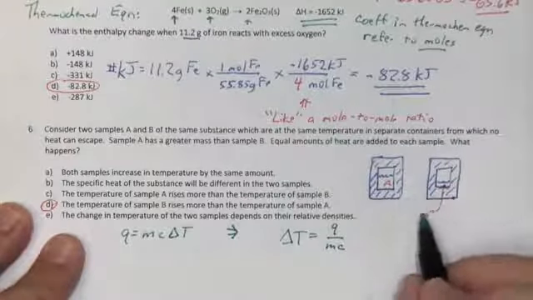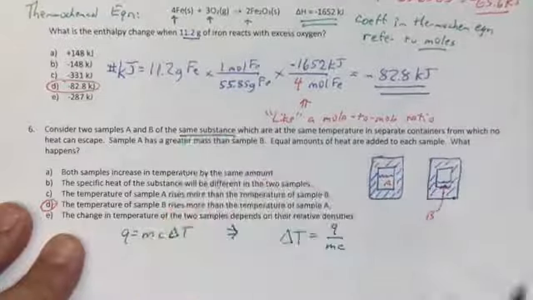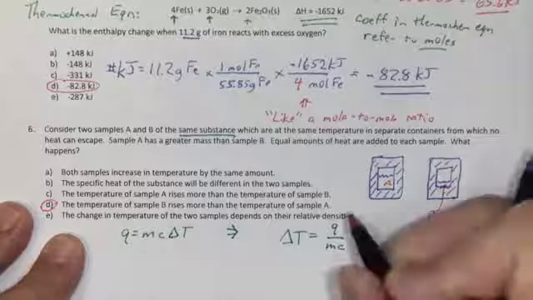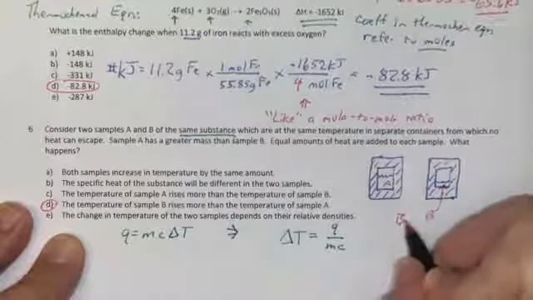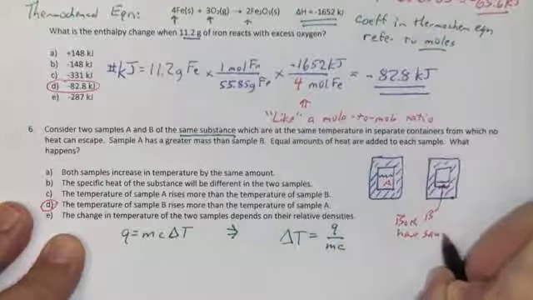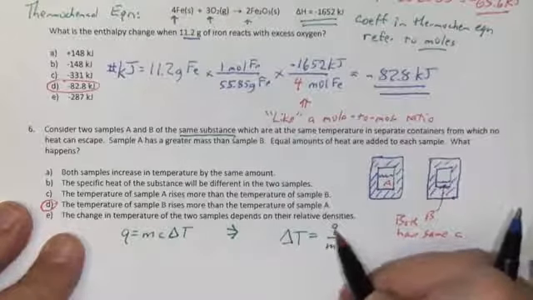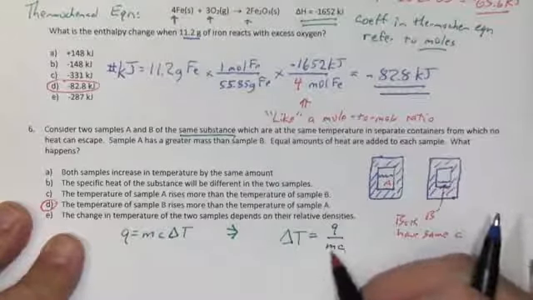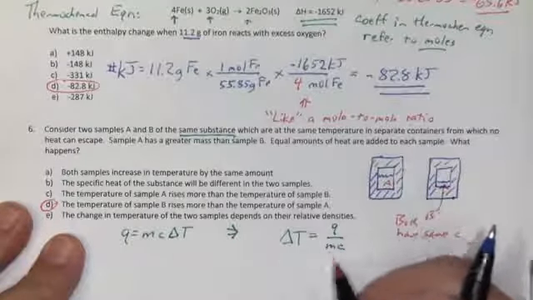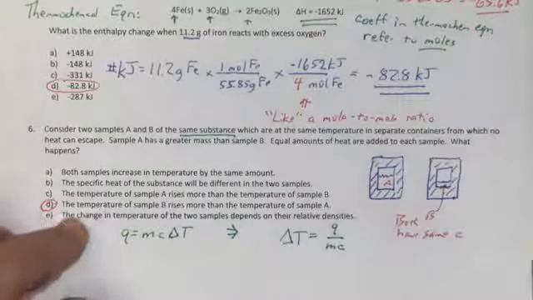Now both A and B are the same substance, and since it's the same substance, they both have the same specific heat, which is the lowercase c. Now I'm going to add the same amount of heat, so Q is the same, C is the same, but one has a greater mass. The one with the greater mass, the change in temperature will be less. The one with the smaller mass will have a greater change in temperature, and that's why D is the correct answer.